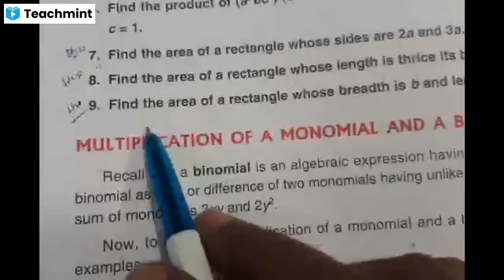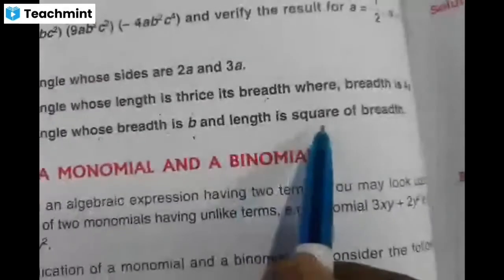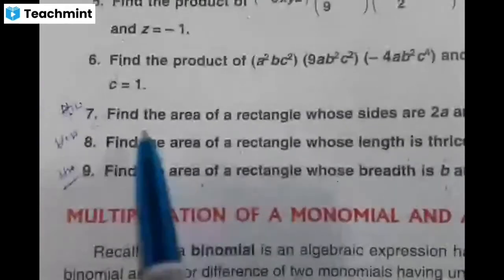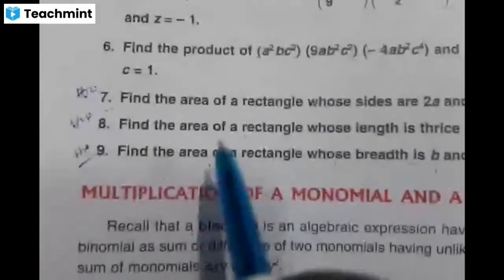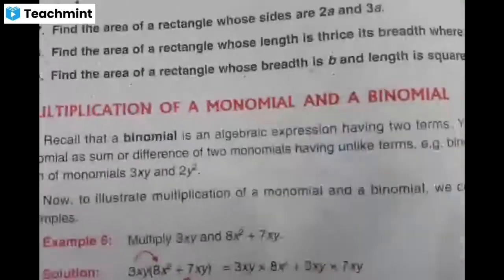Next you have, find the area of a rectangle whose breadth is b and length is the square of the breadth. These three questions are of the same type, children. You have to solve them on your own and write them in CW. Next we shall go for multiplication of a monomial and a binomial.